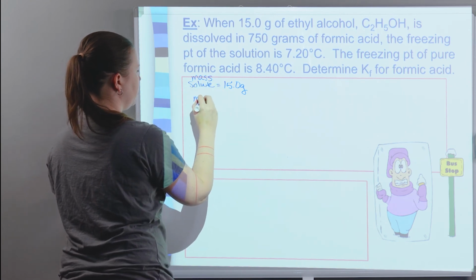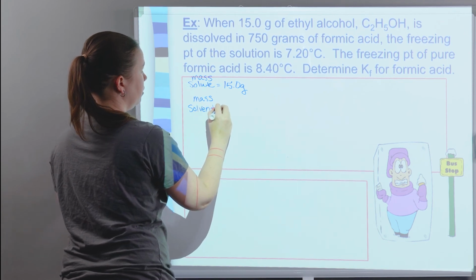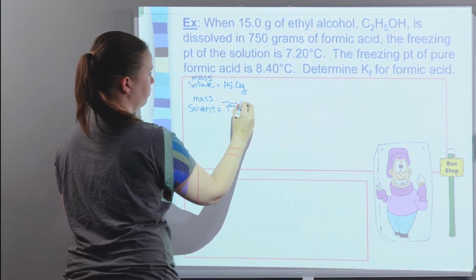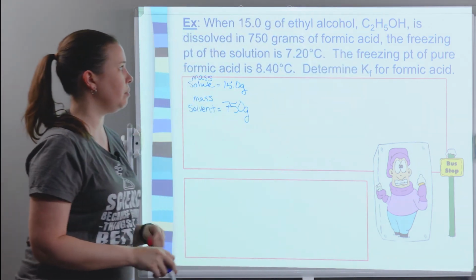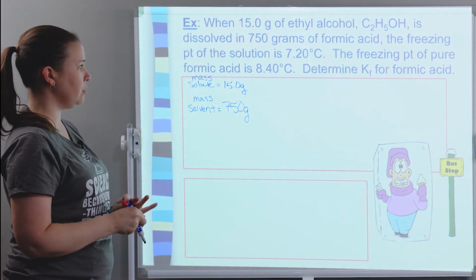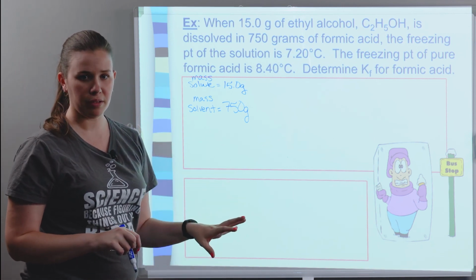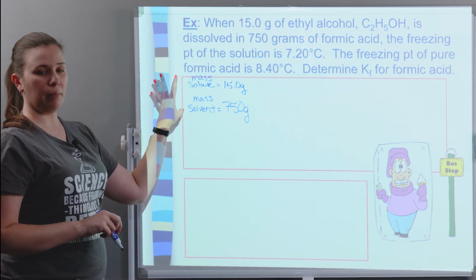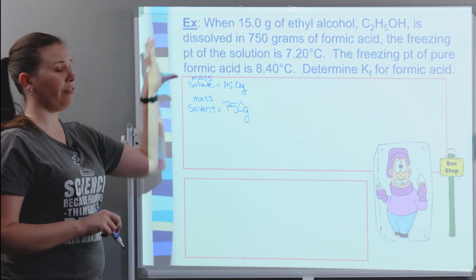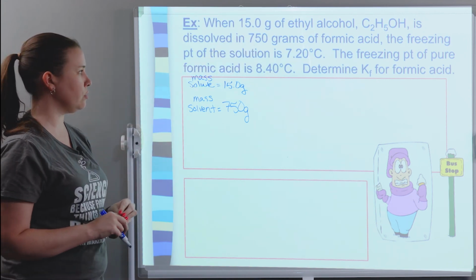Whereas the mass of my solvent is 750 grams because it's dissolved in the formic acid, making formic acid the solvent. Notice that it's not water, so I'm not adding the KF to my list of variables. Since I have an amount of solute and an amount of solvent, let's go ahead and find our molality, and then we'll revisit this to see what we need to do about these temperatures.